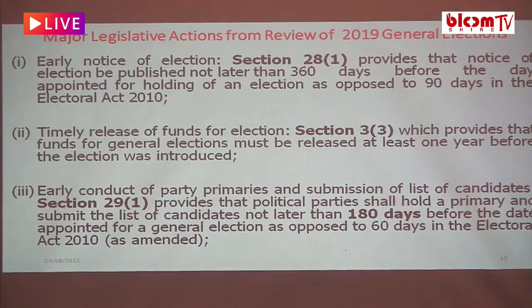Of course, the Commission, CSOs, and other stakeholders within the country did all they could to push for the new Electoral Act, which was just signed, the 2022 Electoral Act. Some of the key provisions that arose from the 2022 Electoral Act are the ones I'm listing here.